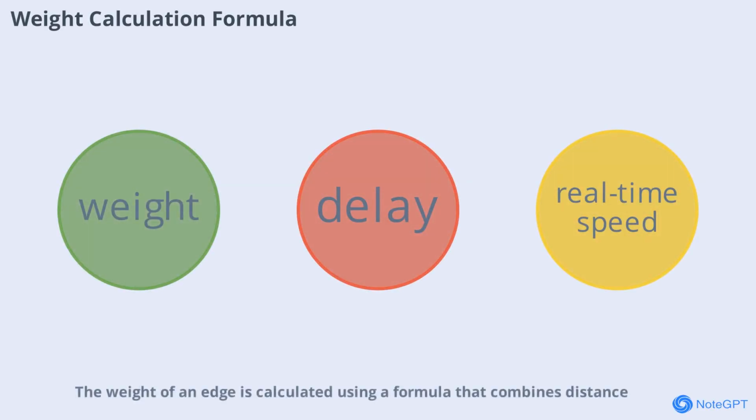The weight of an edge is calculated using a formula that combines distance, delay costs, and real-time speed. This approach ensures that the pathfinder selects routes based on actual travel time, not just the shortest physical path. By factoring in delays and current speeds, Google Maps delivers routes that are optimized for the present moment, helping users avoid traffic jams and unexpected slowdowns.